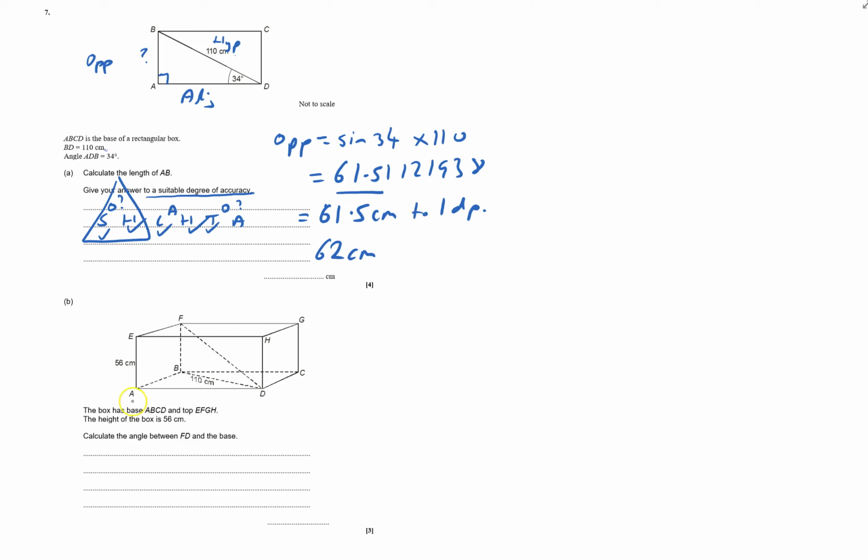Okay, so we've got this ABCD. That's now the base of my box here, and the top's got EFGH, and I've got the height of the box, 56. I've got to calculate the angle between FD, so this line, and the base. So basically what I've got to work out is this angle there, and I'm going to call it x, so I've got a letter to work it out.